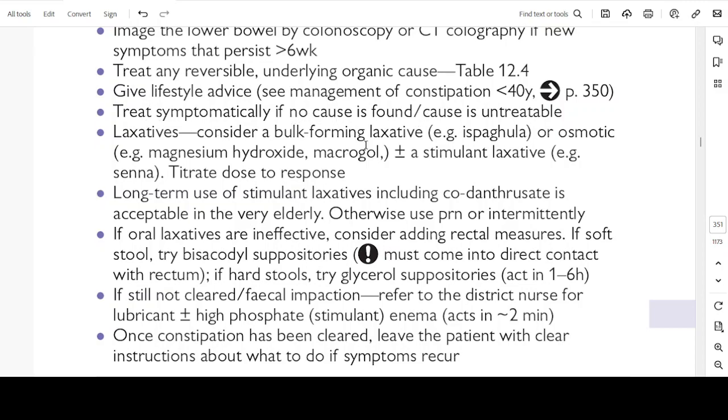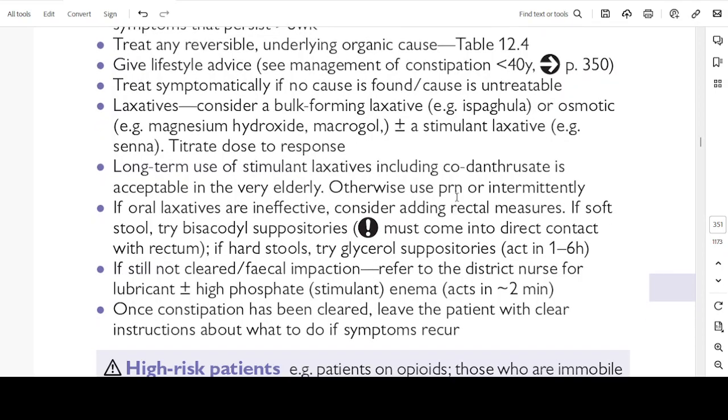Laxatives: consider a bulk forming laxative like isafgula, or osmotic magnesium hydroxide plus a stimulant laxative. Titrate the dose to response. Long term use of stimulant laxatives, including co-danthrusate, is acceptable in the very elderly. So in the very elderly you can give long term stimulant laxatives. Otherwise use PRN or intermittently.